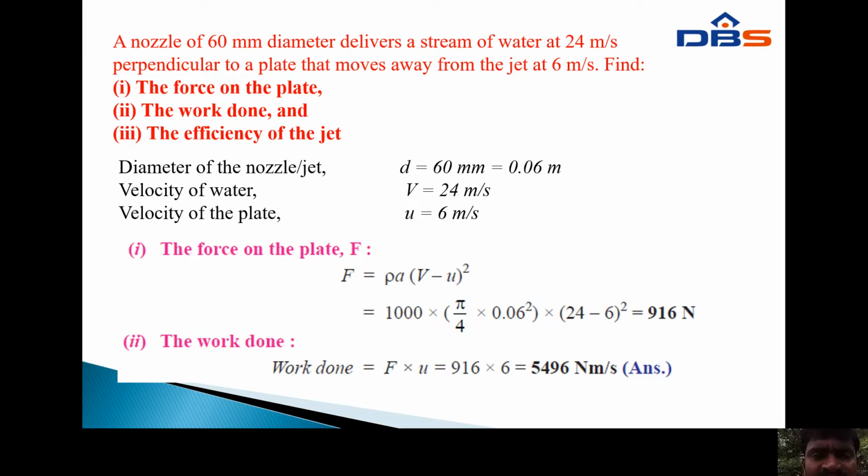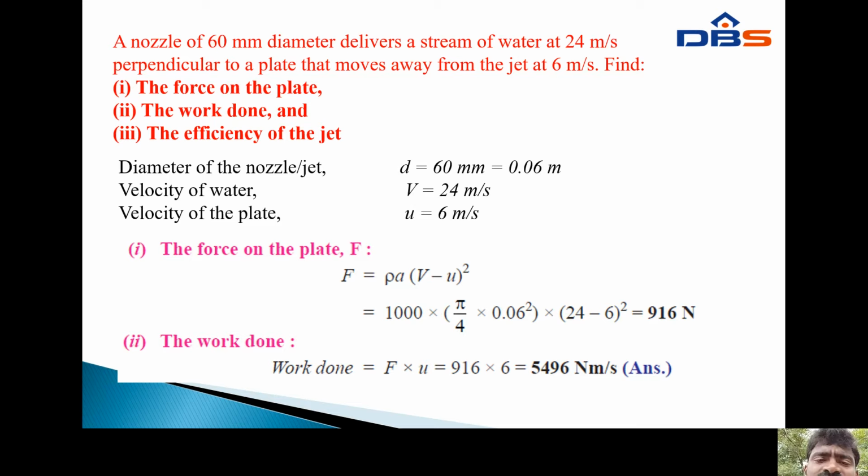First of all, to write down the given data: diameter of the jet or nozzle d equal to 60 mm, that equals 0.06 meters. Next, velocity of water v equal to 24 meter per second. Next, velocity of the plate u equal to 6 meter per second.